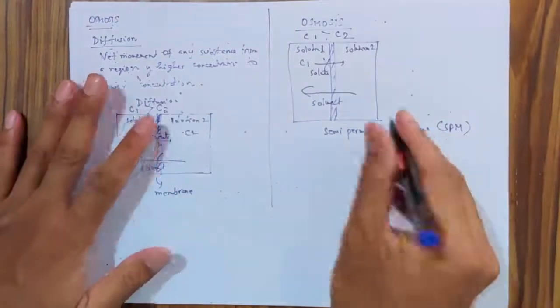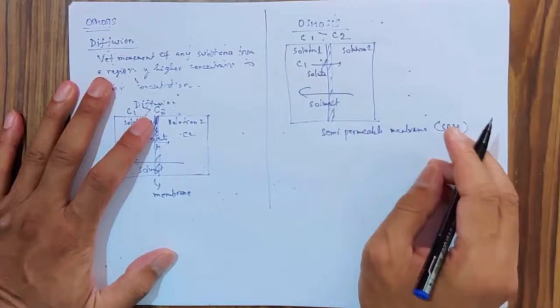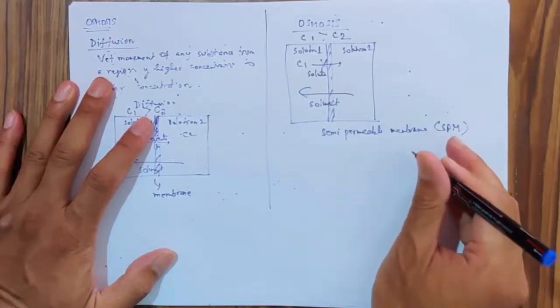So SPM function: it does not permit movement of solid particle but allows movement of solvent from lower concentration to higher concentration.